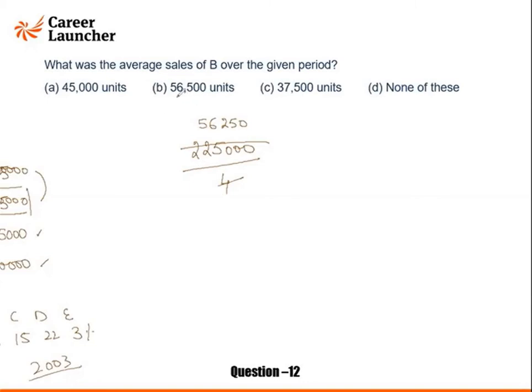We will not mark 56,500 because there is an option, none of these. Had there been some value, let's say 48,000 something, then I would have marked 56,500. But there is an option, none of these, so I will mark that option. If all the answers are wrong, I will mark the least wrong answer. If all the answers are correct, I'll mark the most correct.